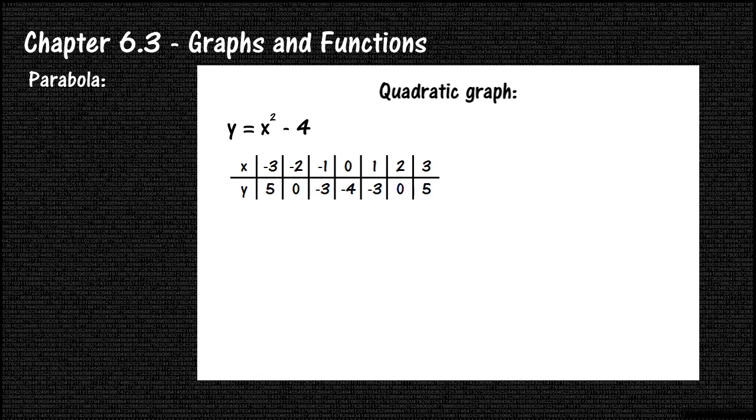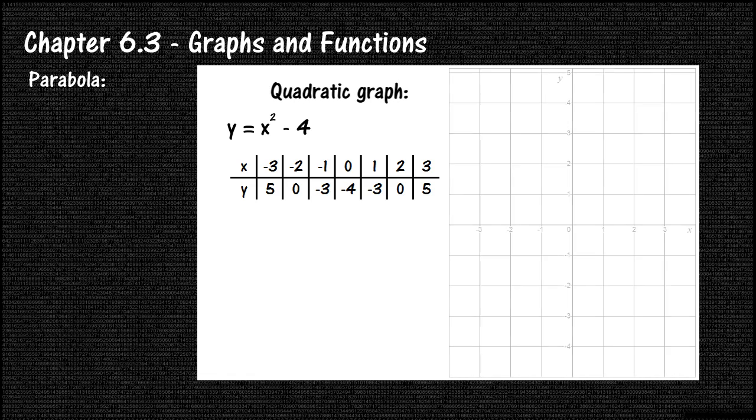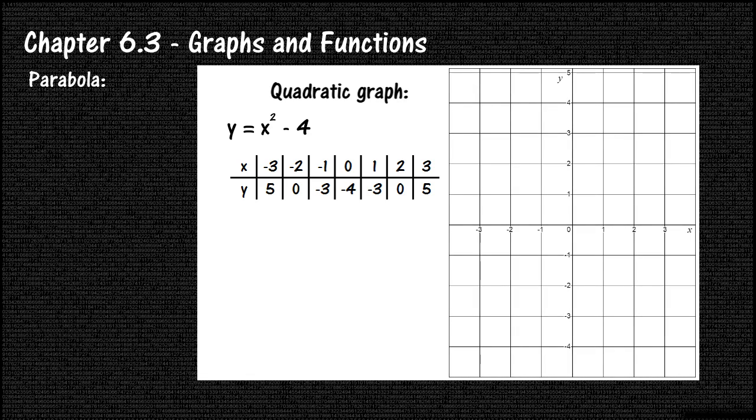Now that we made the table, we can focus on making the coordinate plane and the graph. The horizontal axis goes from minus 3 to 3, and the vertical axis should reach a height of 5 and a depth of minus 4. After labeling everything and writing the correct numbers at the axis, we can plot the points.